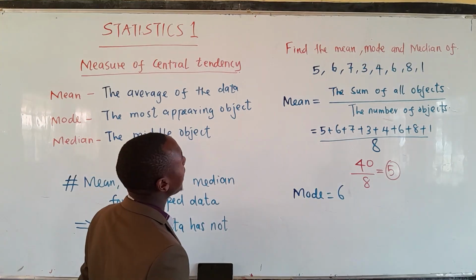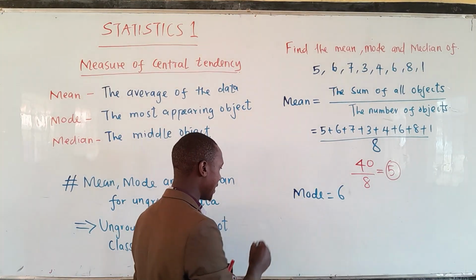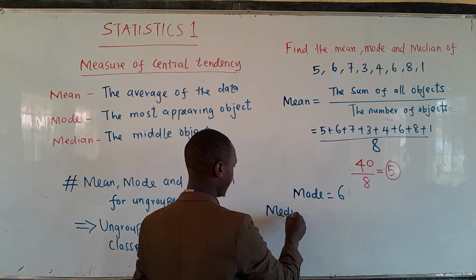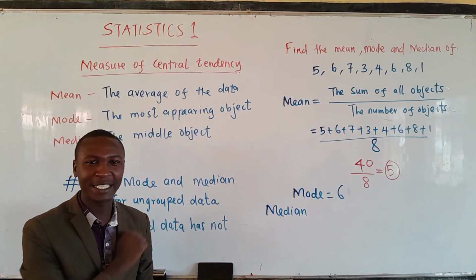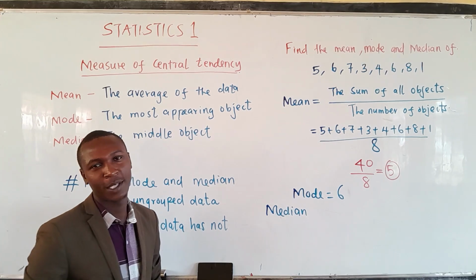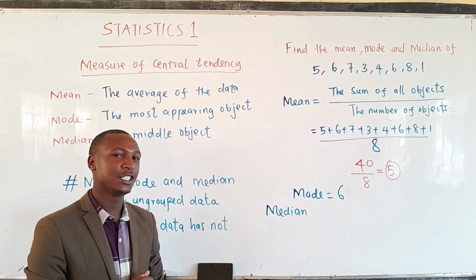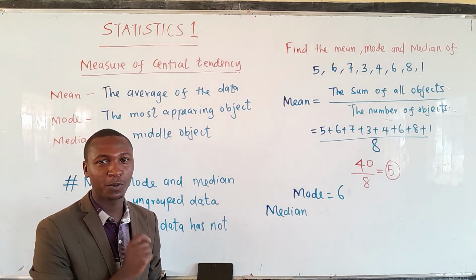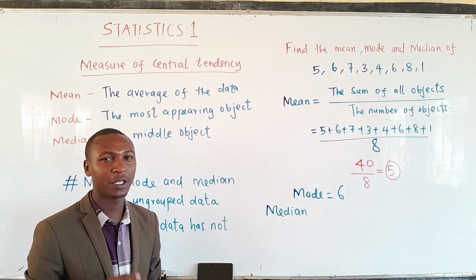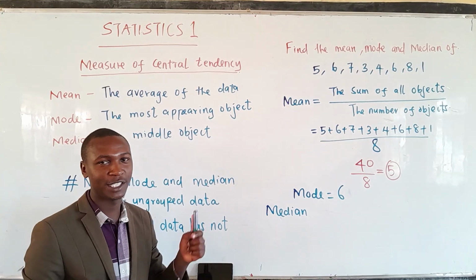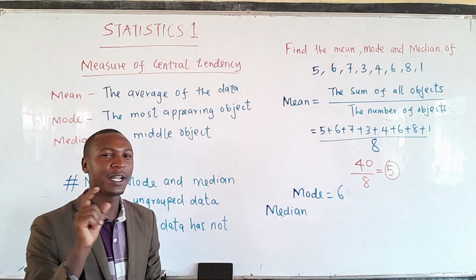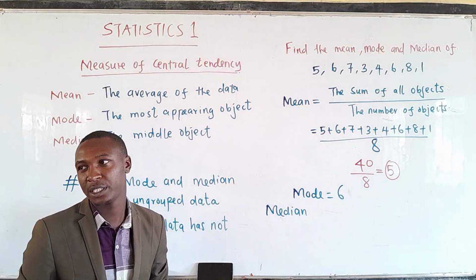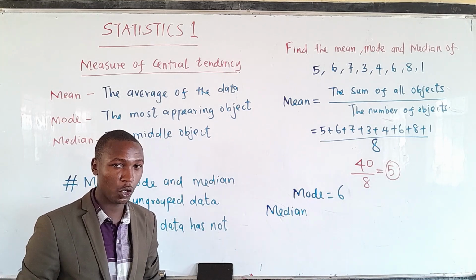Now let's find the median. To find the median of such data, we are going to first of all arrange the data in a given form. We are going to arrange it either in ascending order, from the smallest to the largest, or descending order, that is from the largest to the smallest. Whichever order you choose, you're then going to find the middle object, and the middle object will be what we call the median.